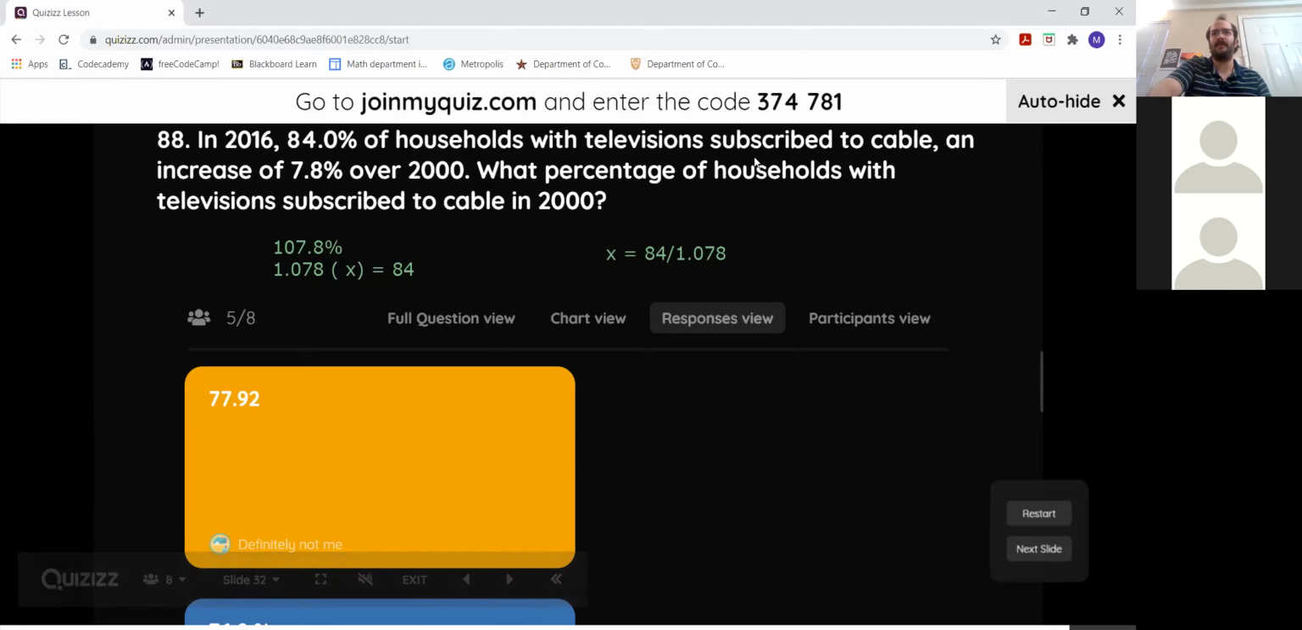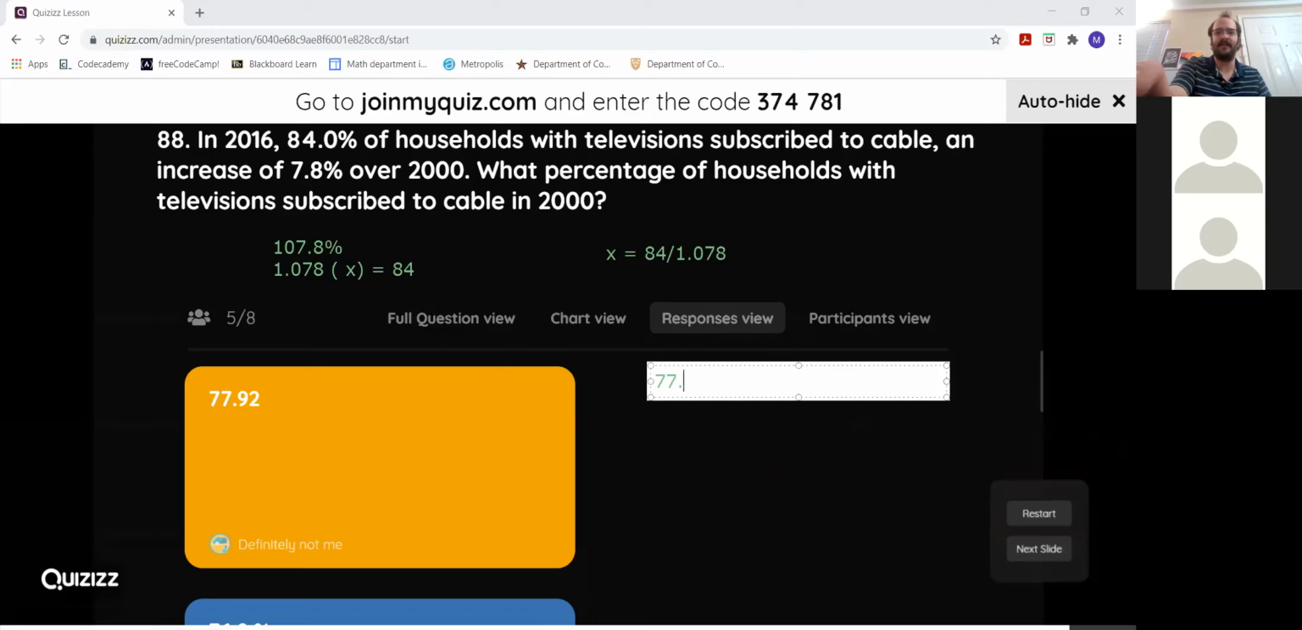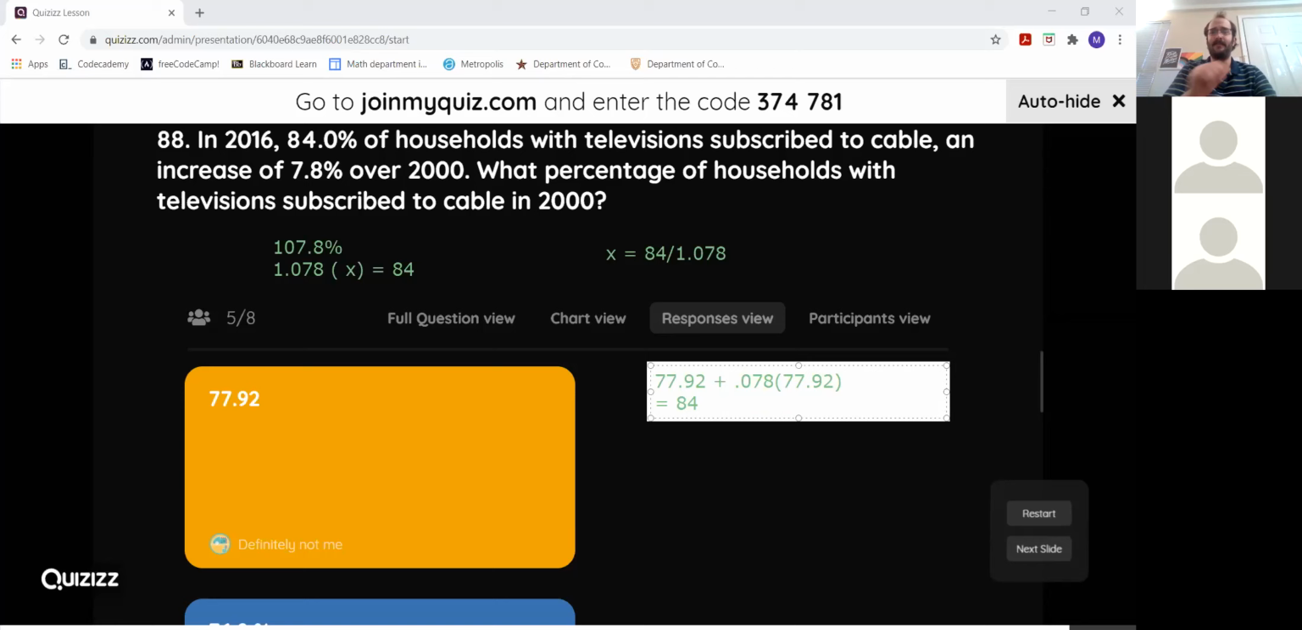Going back the other way, we can go back maybe the forward way, right? That might make more sense. So if I take 77.92 and I add what, 7.8% of 77.92, I should be able to go back the other way and get the 84%.